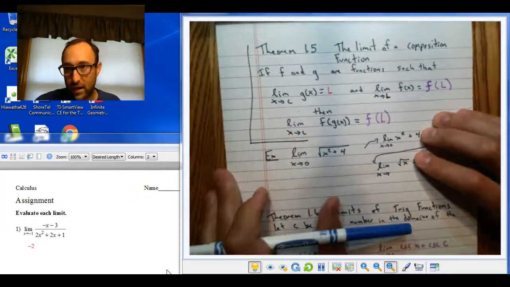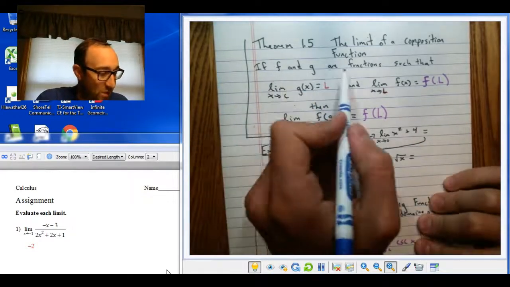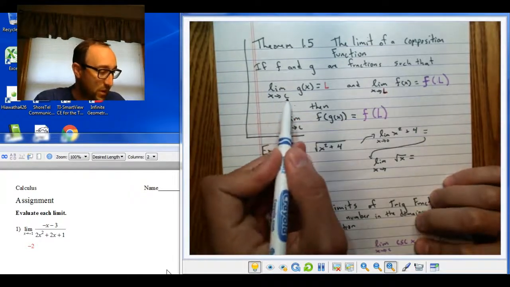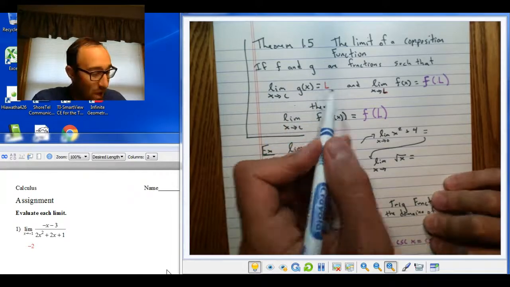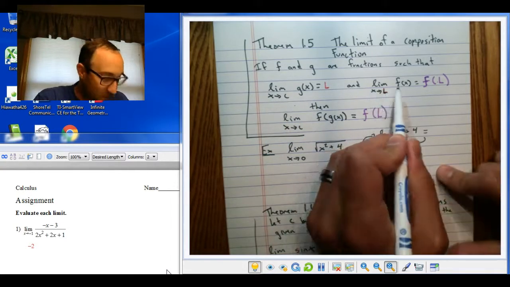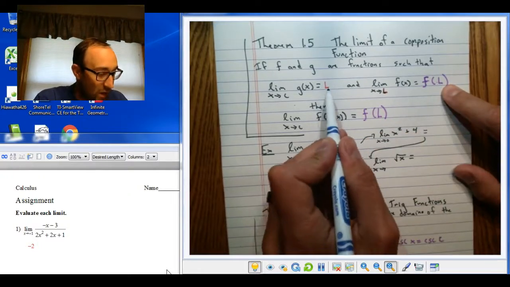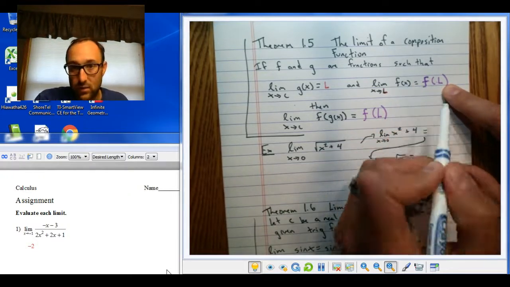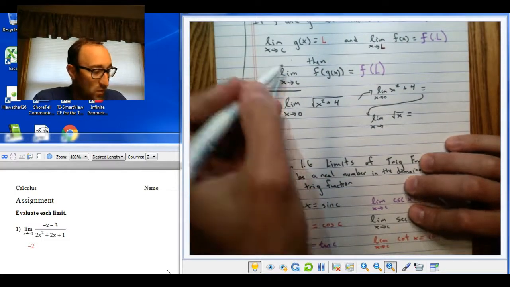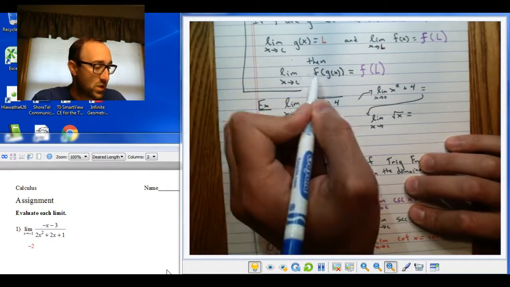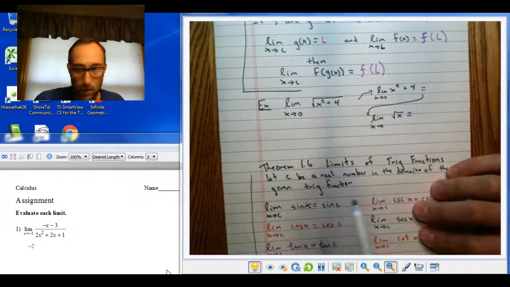Theorem 1.5. The limit of a composition function. If f and g are functions such that the limit as x approaches c of g of x equals L, and the limit as x approaches L of f of x is going to equal f of L. So we put this L into the f function, and then you would evaluate, just like you would for a composition function. And then what you would get is the limit as x approaches c of f of g of x equals f of L.